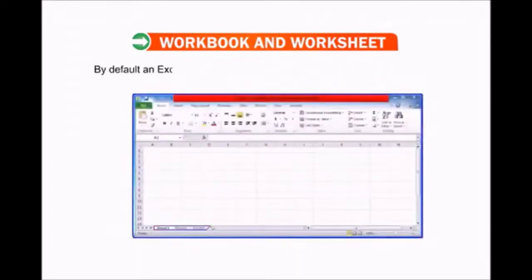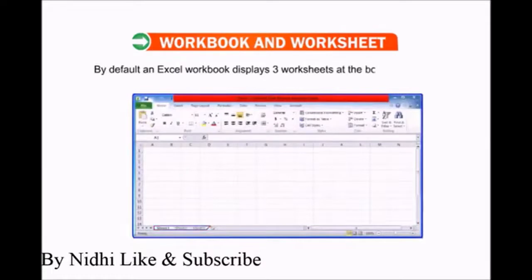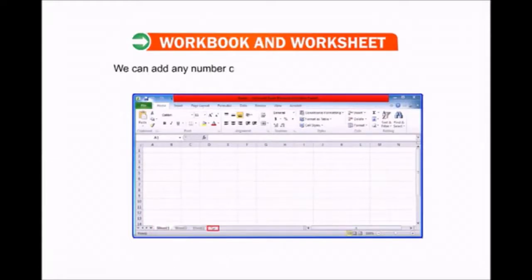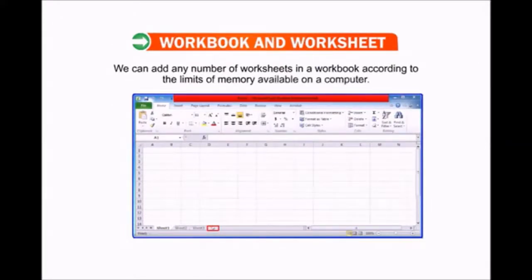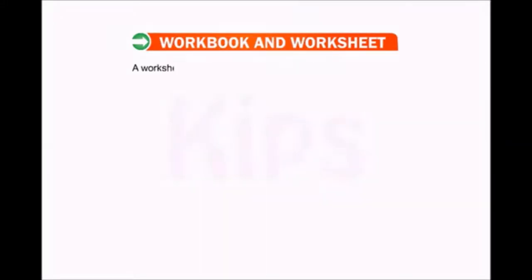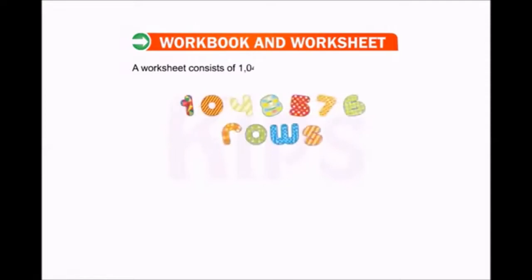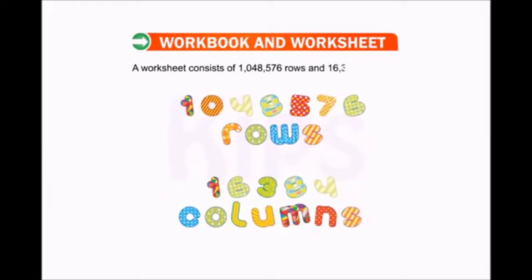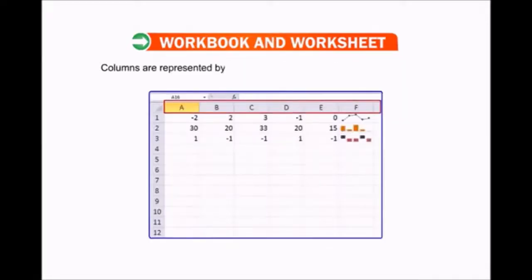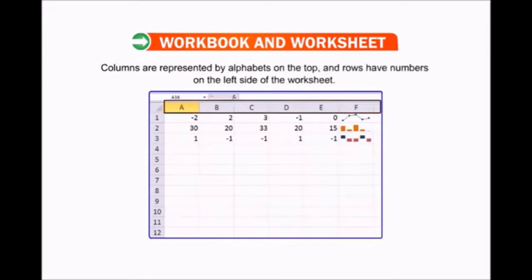By default, an Excel workbook displays 3 worksheets at the bottom with the names Sheet 1, Sheet 2 and Sheet 3. We can add any number of worksheets in a workbook according to the limits of memory available on a computer. A worksheet consists of 1,048,576 rows and 16,384 columns. Columns are represented by alphabets on the top and rows have numbers on the left side of the worksheet.